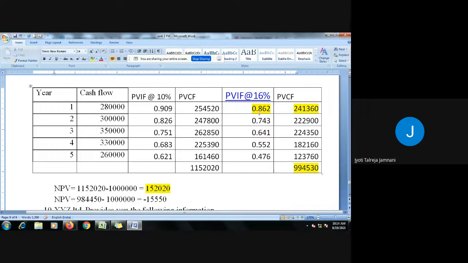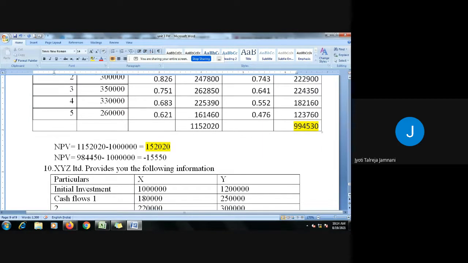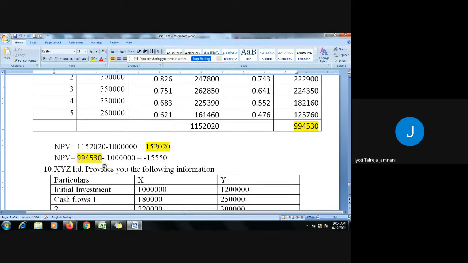Here we made an error in calculation in the last class. Instead of 0.862, I had taken 0.826. So I have made that correction and highlighted it for you. I will share this document, and you can do the corrections in your book also. Now, if I take this amount, 9,94,530, minus 10 lakh, the negative NPV amount will be minus 5,470. So this is the negative NPV that we have got.